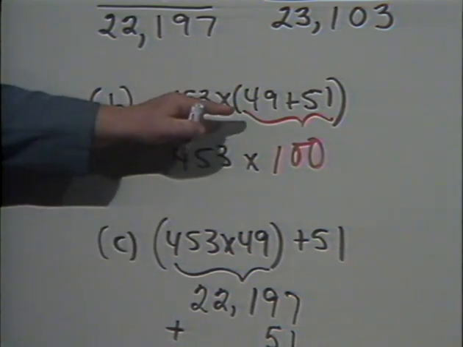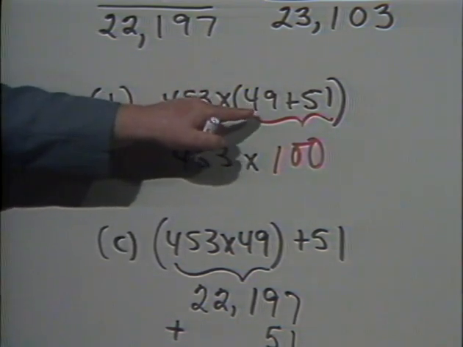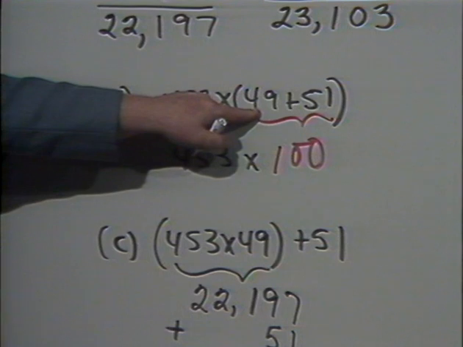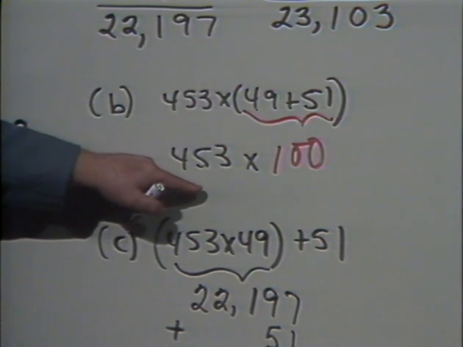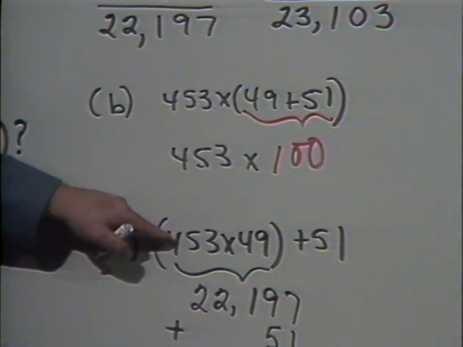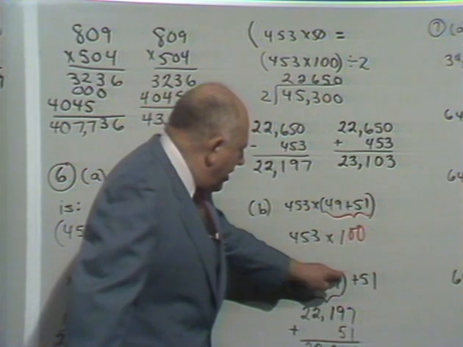By the way, notice the use of the grouping symbols over here. The use of the grouping symbols says what? First add the 51 to the 49, and then multiply. I want you to see that the grouping symbols are important. So part C was done simply to show you what happens if I switch the grouping symbols. You see what I did now?